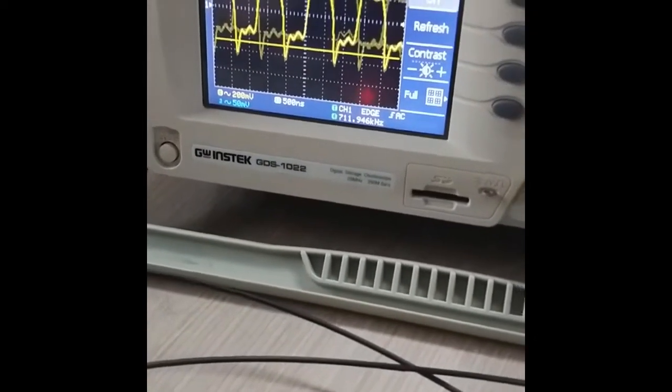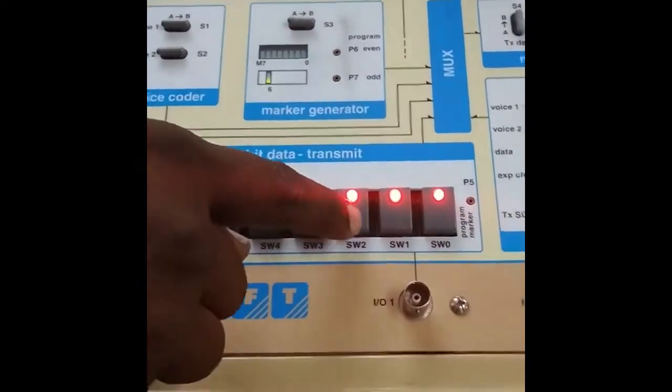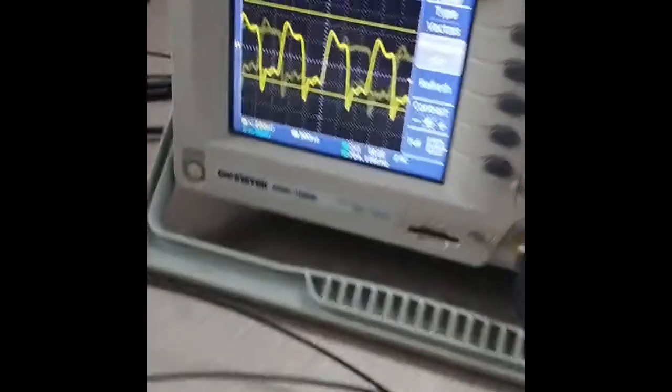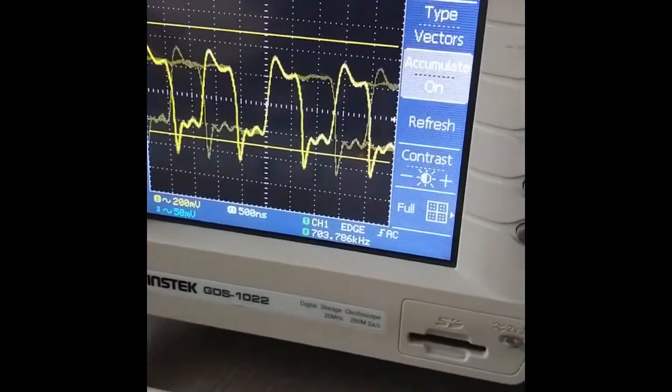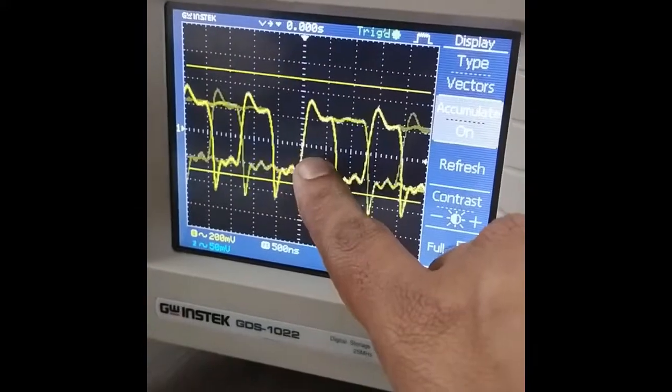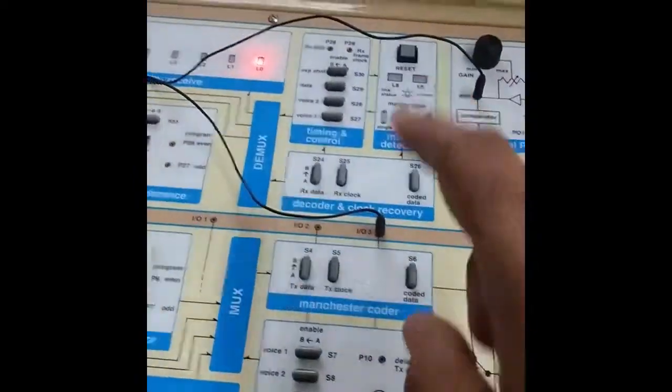Okay, so while varying our input bits, if you are varying the input bits, could able to see the difference. Okay, the I pattern, that is each one represents a bit. Okay, this each pulse represents the bit transmission from the transmitter to the receiver section.